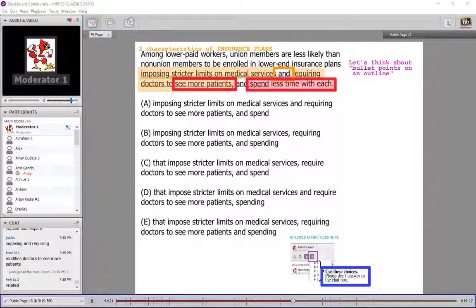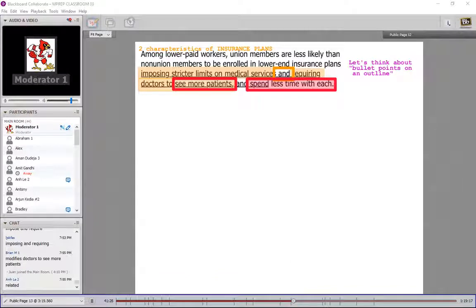And notice that all of the stuff we're doing now is stuff that you should absolutely do before you even look at the answer choices. You don't even look at the choices until you have done this stuff. Yeah, it's cause and effect, you bet, right? This is cause and this is effect. I mean, if you have to see more patients, then that's going to mean as a direct consequence that you're going to spend less time with each one, because there's only so many hours in your workday.